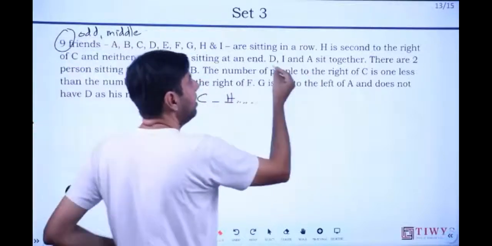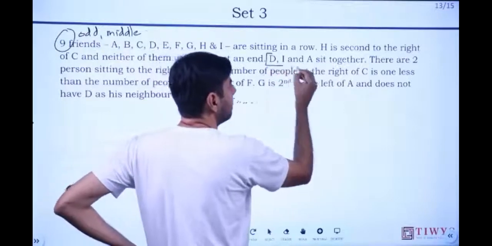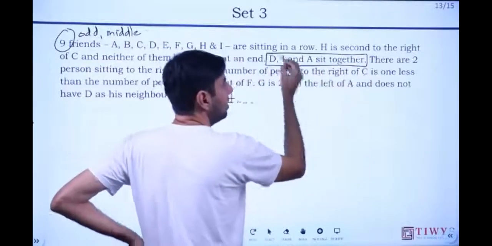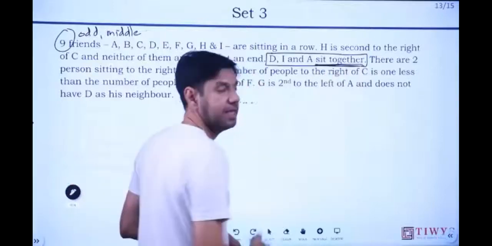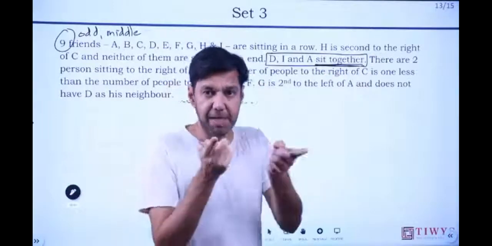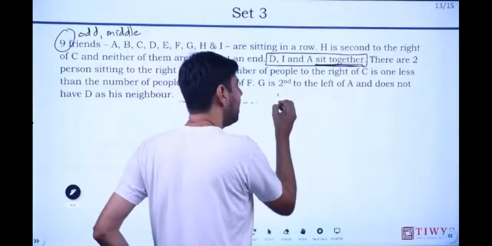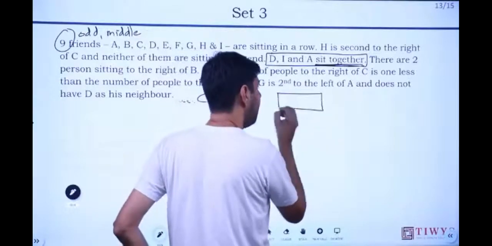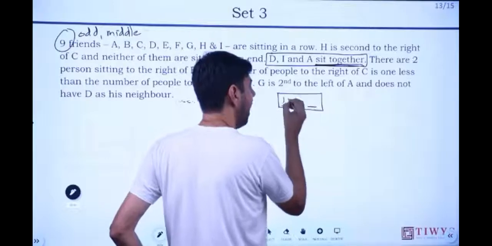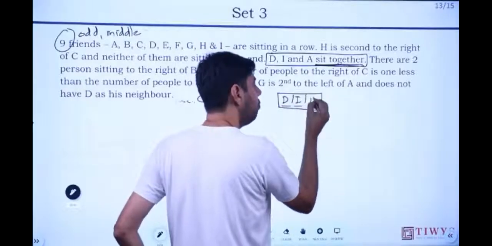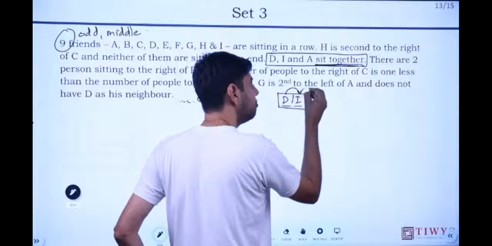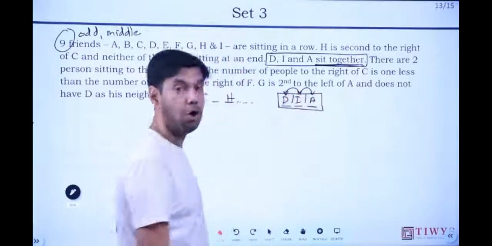Whatever I read, I try to reinforce it in my mind by doing all these things, right? So that I don't miss out anything. D, I, A sit together. Now, this is a nice clue, students. When 2 people sit together, you know the idea. A and B are together, AB or BA. 3 people also means that they are a block of 3, but you don't know the order. So they could interchange their positions, students, right?